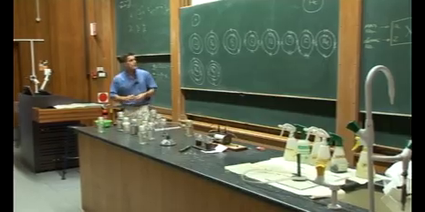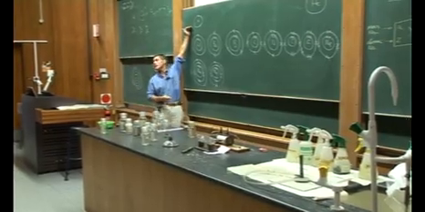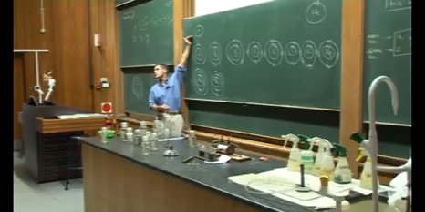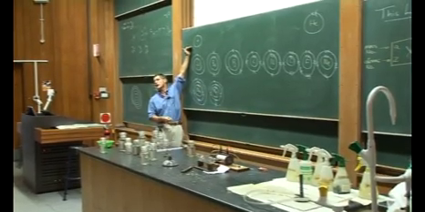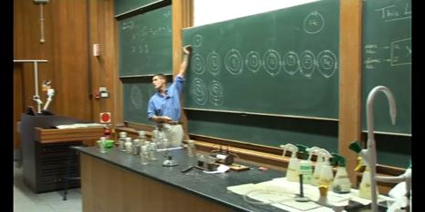But how does this reflect the periodic table? Hydrogen and helium, the electrons occupy the first shell. They're the elements in the first row of the periodic table. And we call a row a period.